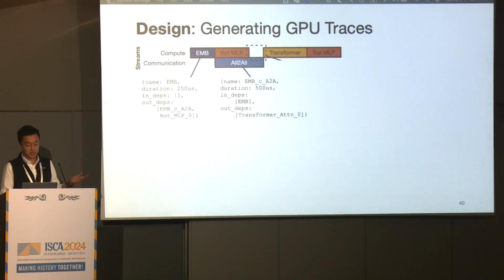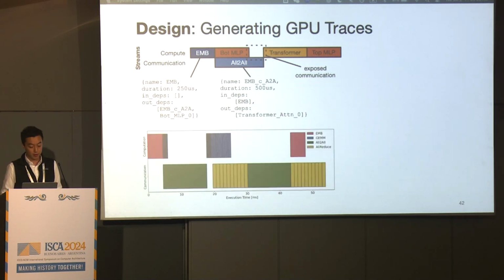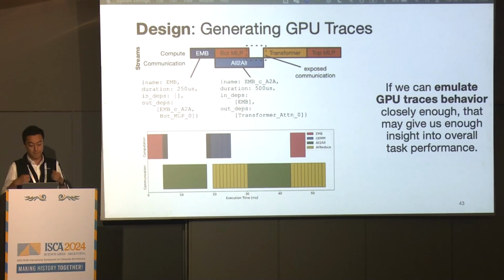As you can see, the key to this is GPU traces. With these building blocks, there's a lot of information from the traces that we can use, and you can gain insights into bottlenecks. Based on how these traces are connected, you can see, for example, an area of exposed communication and so forth. MadMax also has a basic visualization tool. The key insight we believe in is that if you can emulate GPU trace behavior closely enough, you can get a sense of how things will actually run.